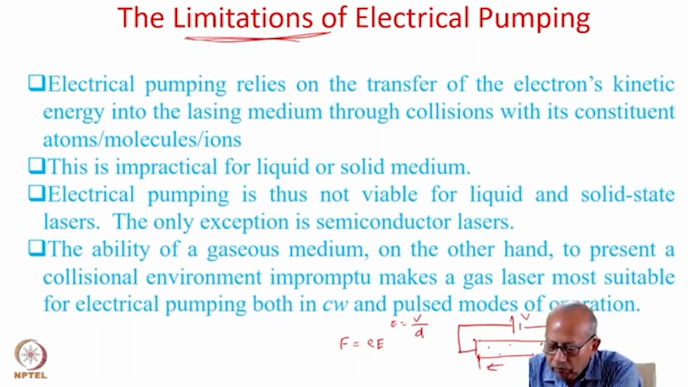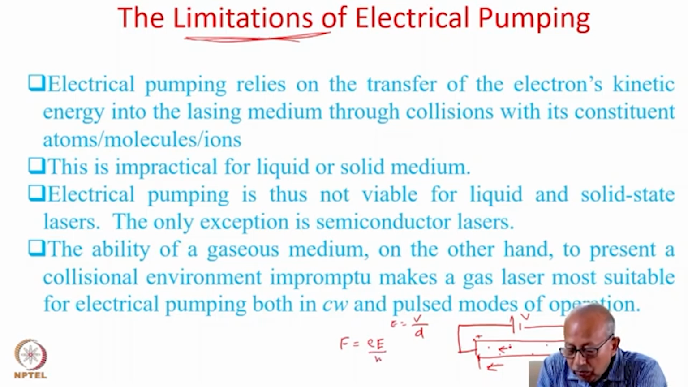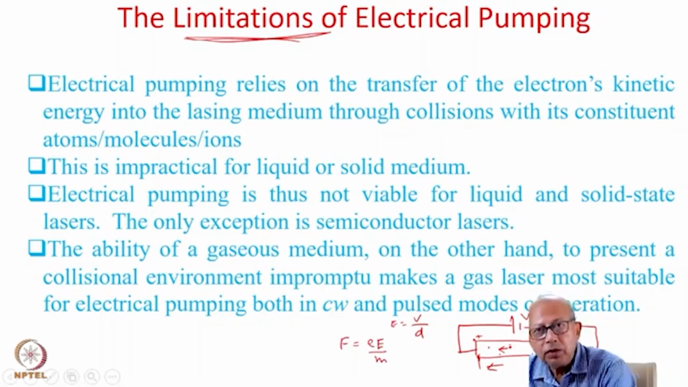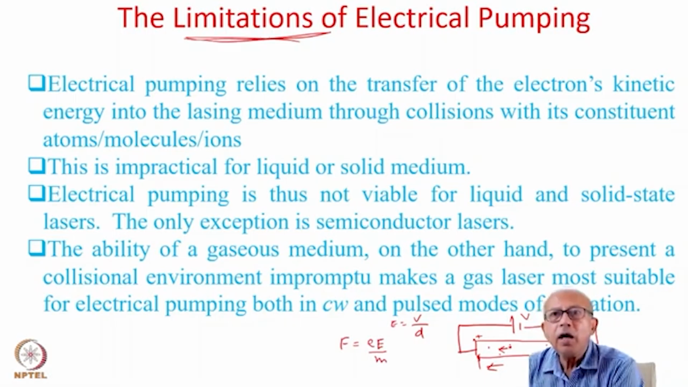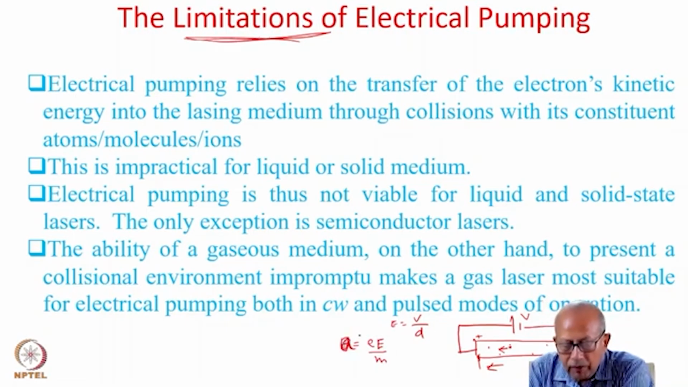So the stray electron would then move towards the positive electrode because of this force, with an acceleration given by the force divided by the mass of the electron. Of course, there will be an equal number of positive stray charges also present here, but the positive charge has a much higher mass compared to the electron, so its acceleration will be much less, and therefore we don't consider that.